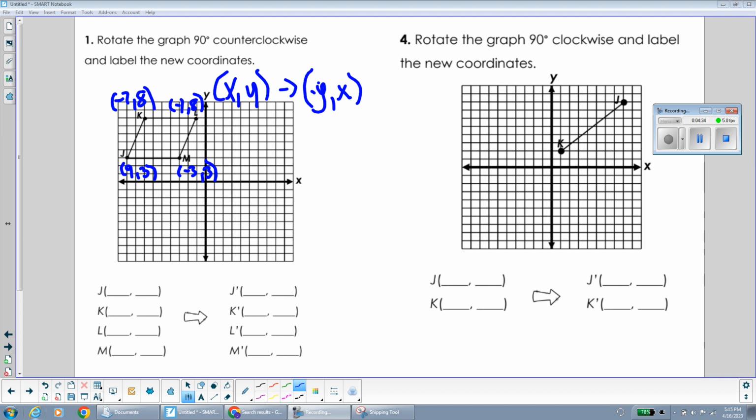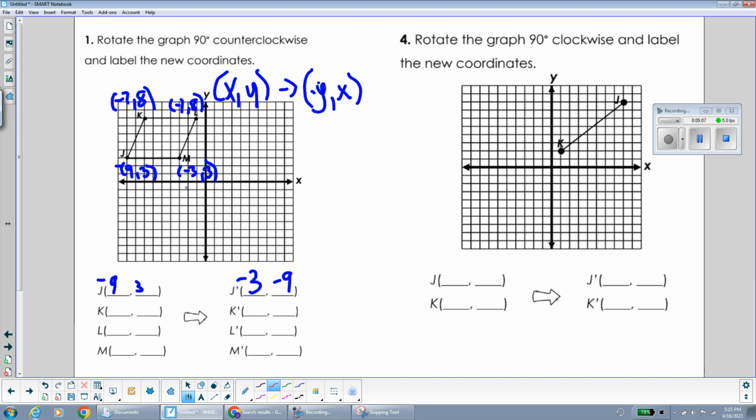So the original coordinate J is the point -9, -3. I forgot my negative. That would really change things. So applying the rule, we switch the order, and the original y coordinate will change signs. That would be -3. I should write this a little bit better. My handwriting is so awful. -3, -9. And I'll also graph it so you can see afterwards.